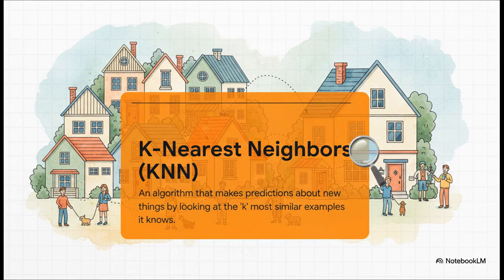K-nearest neighbors, or KNN, is an algorithm that figures out what a new piece of data is all about by looking at its closest buddies. And that K? That's just the number of neighbors you decide to ask. Are you going to ask your 3 closest neighbors? Or maybe your 7 closest? That number, that K, is totally up to you.